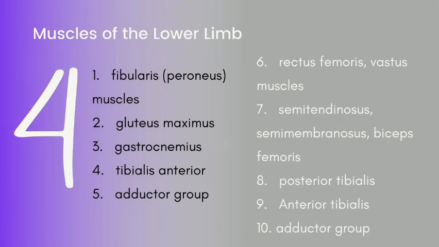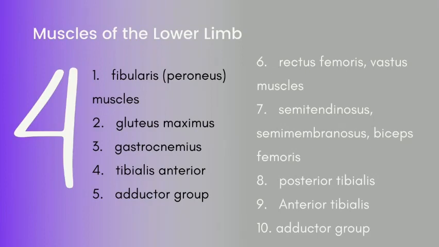Number 3, a prime mover of ankle plantar flexion. The answer is gastrocnemius. It is located in the distal femur. Number 4, a prime mover of ankle dorsiflexion. That is tibialis posterior.